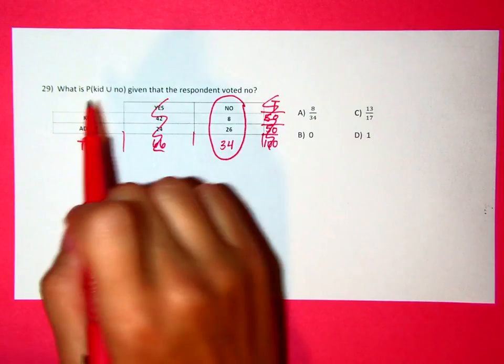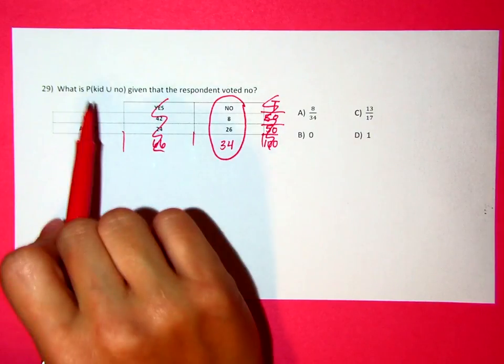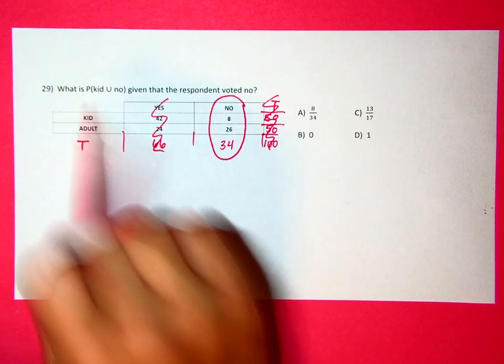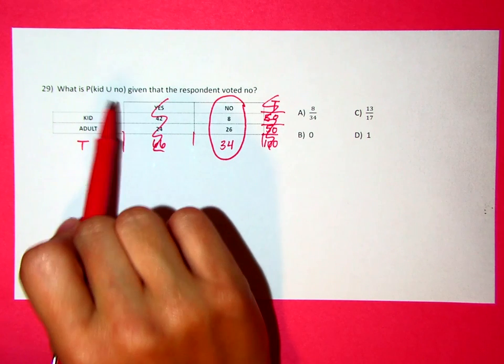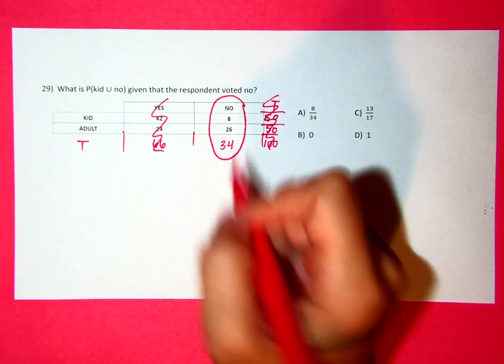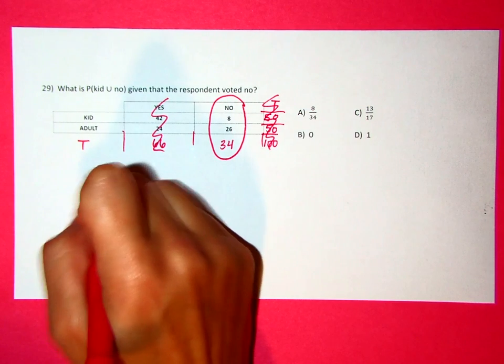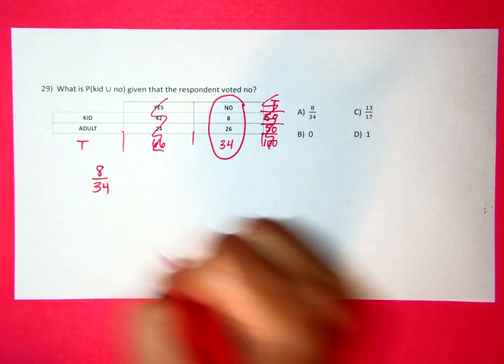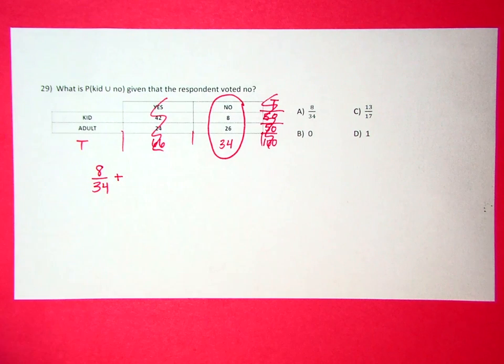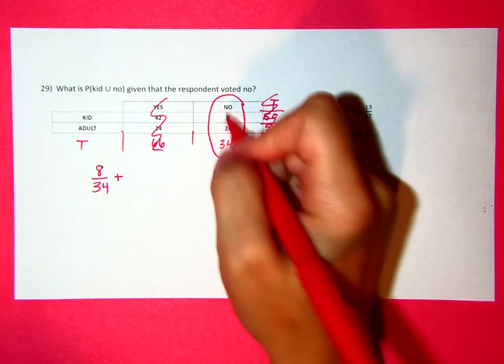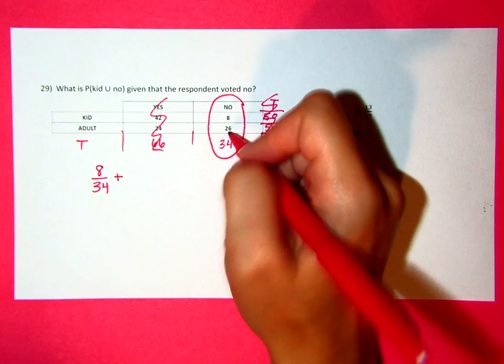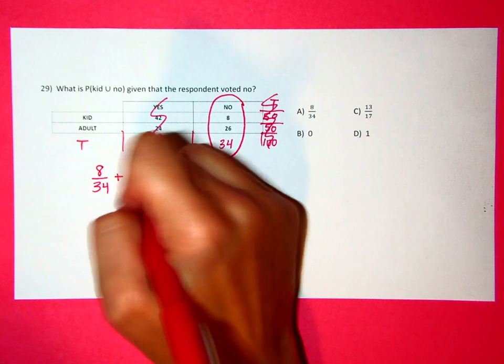Now we're trying to figure out what the probability is that the respondent here was a kid or they voted no. So let's look at the probability of a kid. The probability of a kid is 8 out of that 34 total because we're only working with this. Or means add. What's the probability that they said no? Well, the total amount would be 34 people said no out of 34.